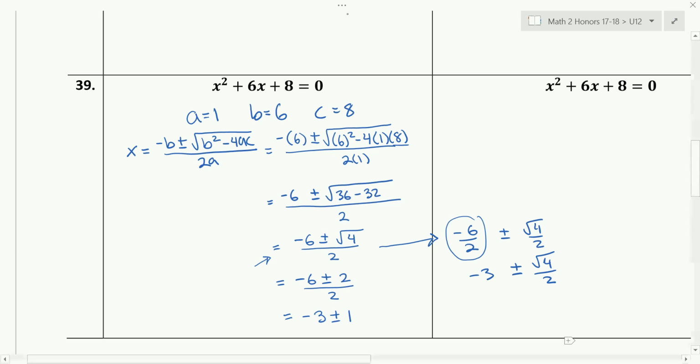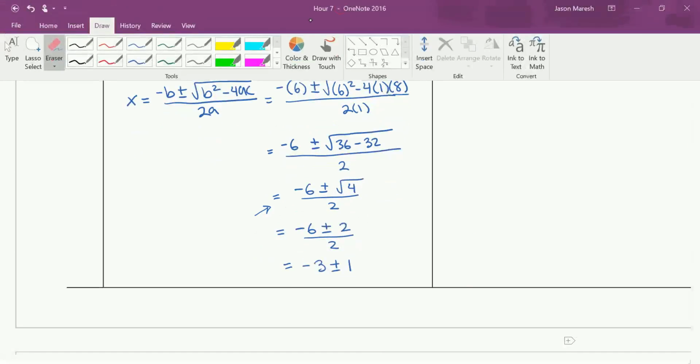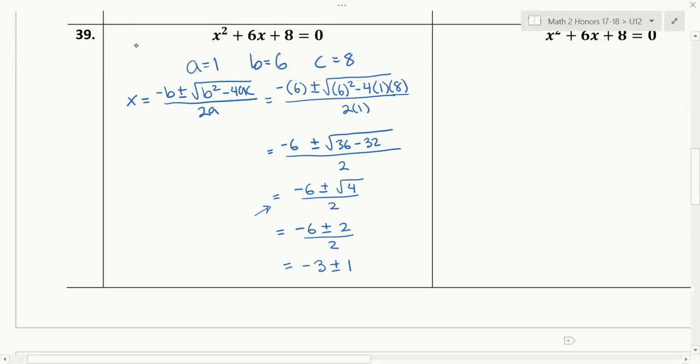Okay, so still we're after solving for x here. And I have x is equal to negative 3 plus or minus 1. And if we don't have any square roots, we need to split that up. So we get x is negative 3 plus 1, and x is equal to negative 3 minus 1. And so 2 values for x, negative 2 and negative 4.